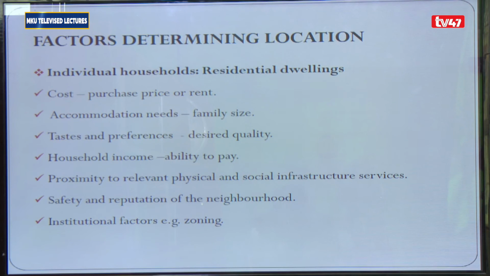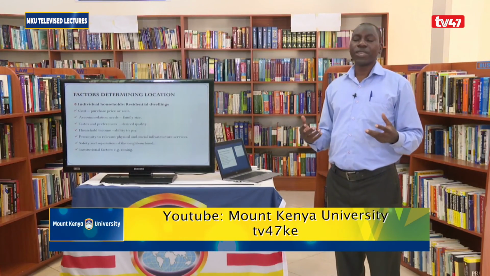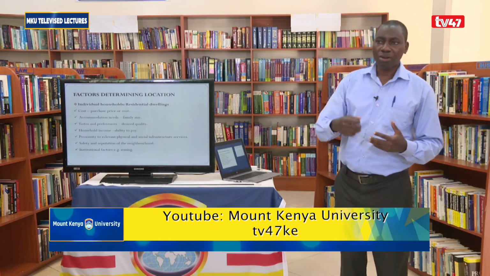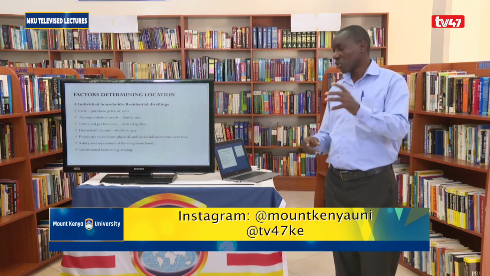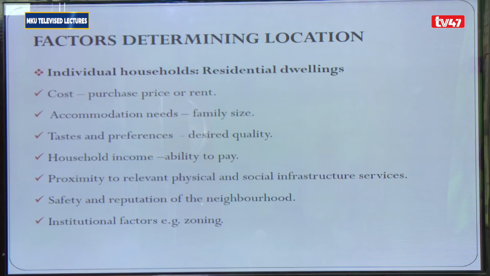Next is the proximity to relevant physical and social infrastructure services. Very key, because someone would like to locate in an area where you feel that you can access medical attention or health facilities. It is secure. You have places of worship. There are schools in the neighborhood, shops, and related. Safety and reputation of the neighborhood, again tied to the income. The more reputable a neighborhood is, the more it will cost you.